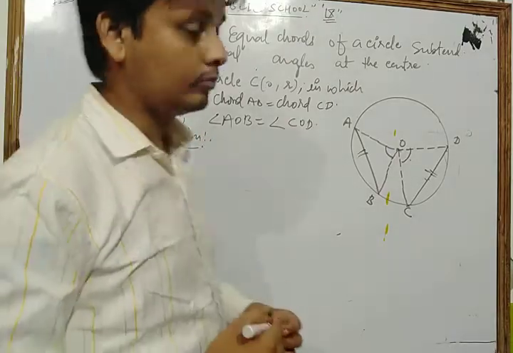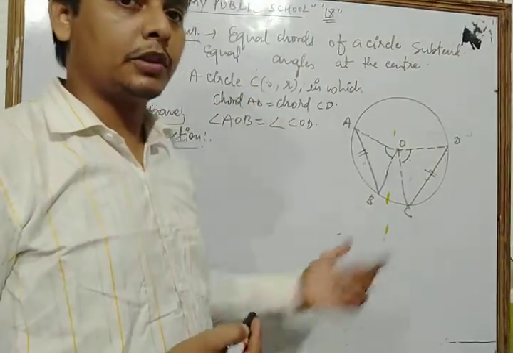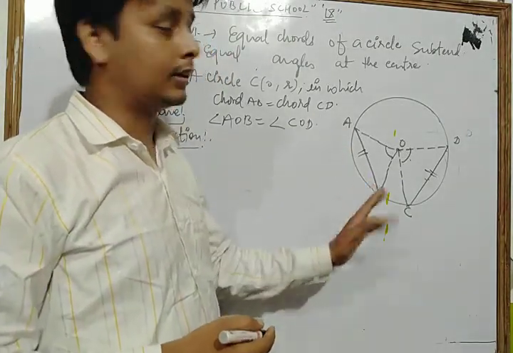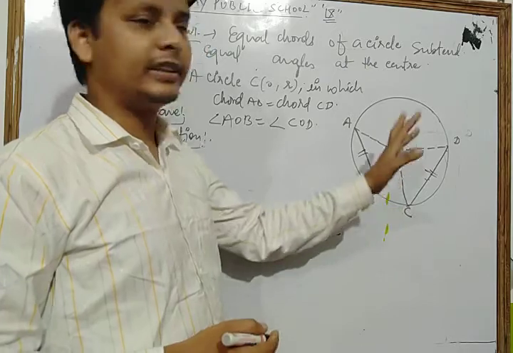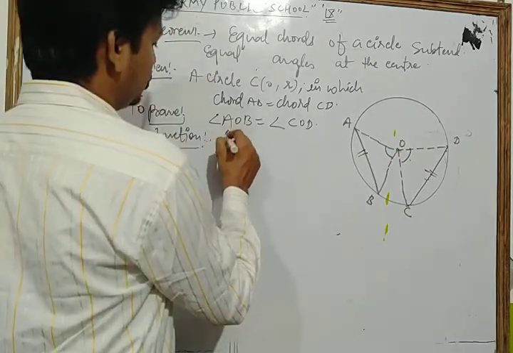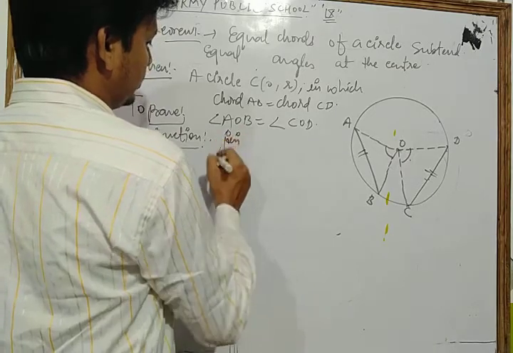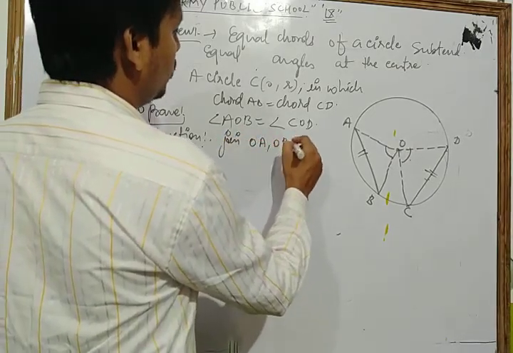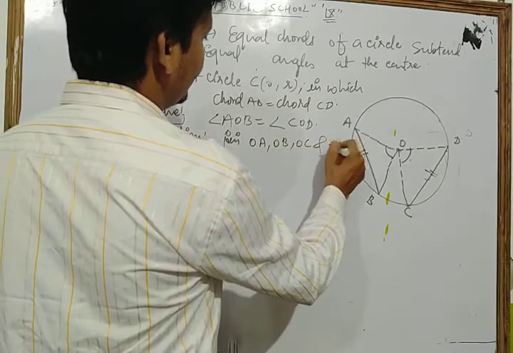Now we do some construction in the question figure. We write: we join OA, OB, OC and OD. So this is written in construction. Here we write: join OA, OB, OC and OD.